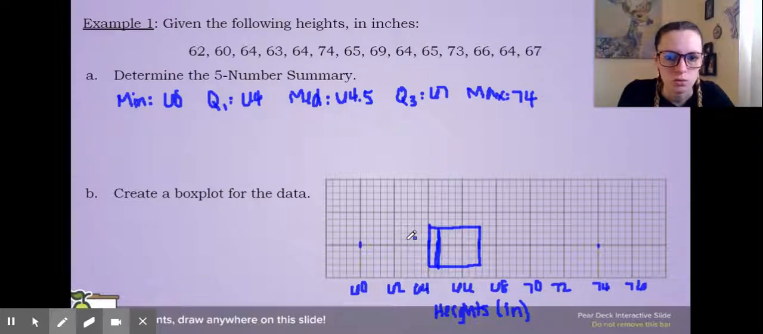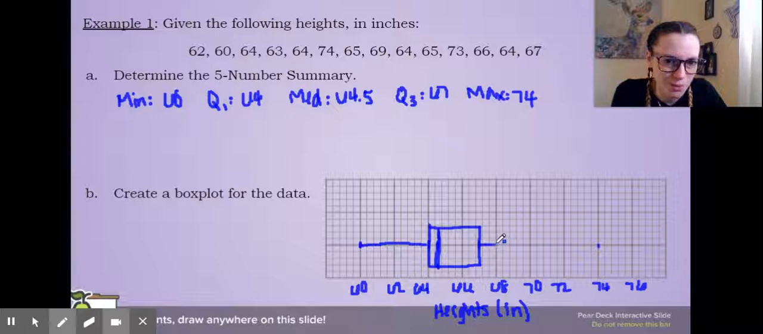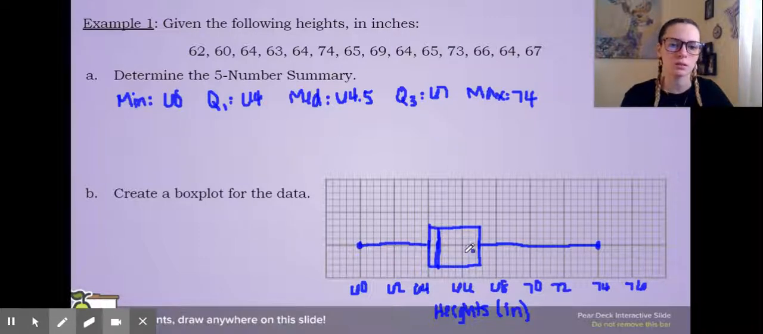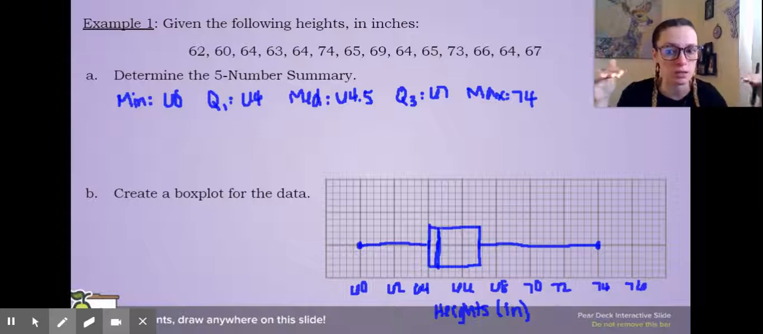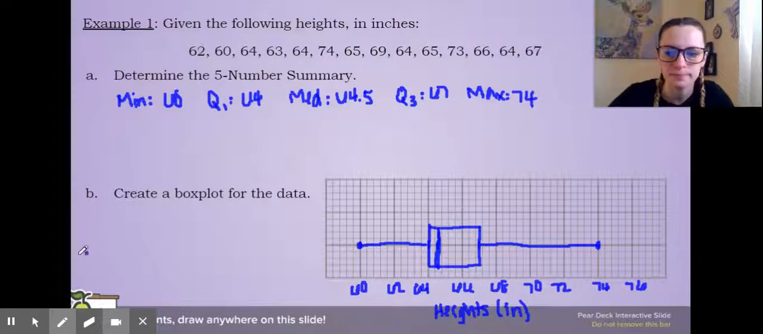Finally, drawing my whiskers out to my minimum point and my maximum point, you want these to be, same with the box, as straight as possible. Obviously, in our virtual world, especially if you are like me and using a platform that doesn't have a straight line to use, it's a little bit harder, so we'll be a little lenient on that. But if you're using a platform that has a straight line tool, use it so that it is a straight line. Or on paper and pencil, we would ask that you use a ruler or a straight edge to make it as straight as possible.